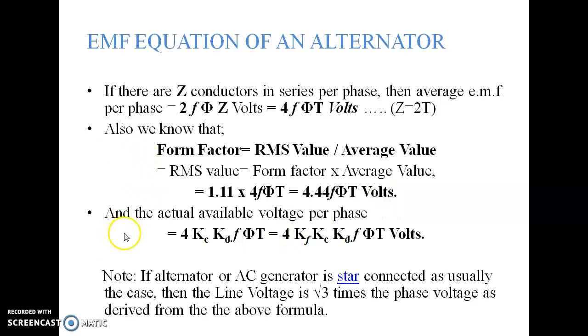Now, the actual available voltage per phase will be 4 Kf Kc Kd FΦT, where Kf is the form factor. So accordingly we can take the formula. Since Kf is 1.11, we will write 4.44 Kc Kd FΦT volts.